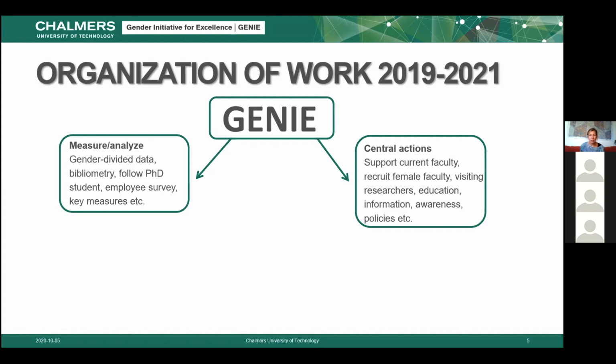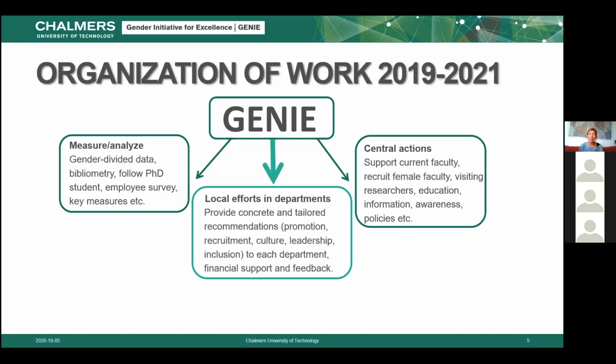So what we do is some central actions, where we have created a couple of supports for the faculty that's here, but also for how to recruit new faculty, visiting faculty. We do education information, and we try to work with awareness and the policies. But most of the effort is actually put locally at the different departments. Chalmers has 13 different departments. So we try to make tailored recommendations for each one of these departments.